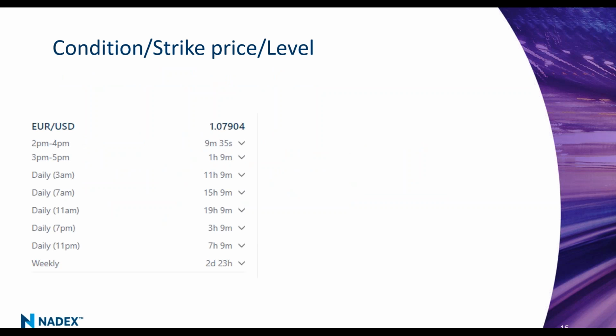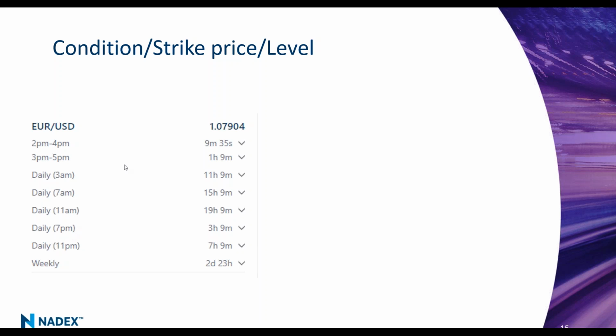Now, here's an example. Here's the euro US dollar, because that's what we've been using all day. Notice that we've got a contract that expires in 9 minutes. It was a 2-hour contract. There's a 2-hour contract after that. There are dailies, 3 a.m., 7 a.m. So it's every 4 hours.